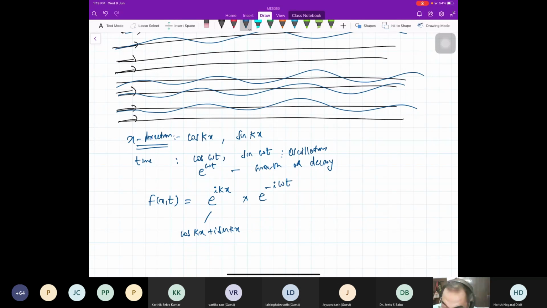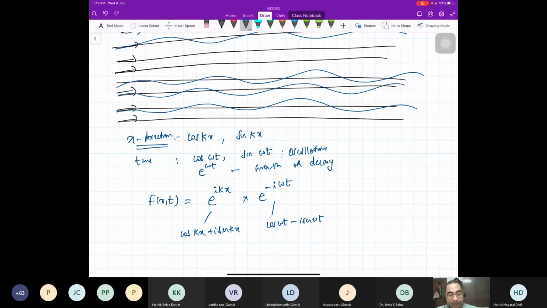It could be plus i omega t also, it doesn't matter. I can just change the sign of the value of omega. I'm just writing it in the standard way that it's normally written. This is cos omega t minus i sin omega t. Okay, this is usually the way it is.